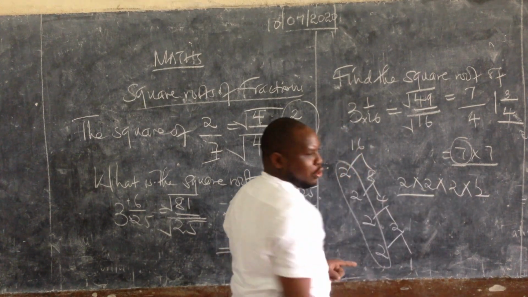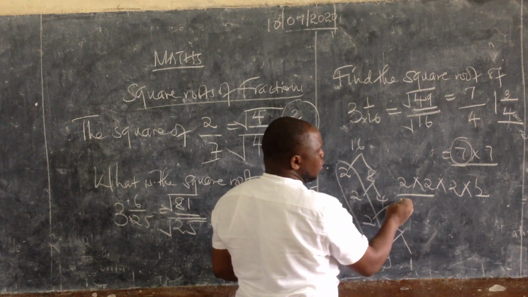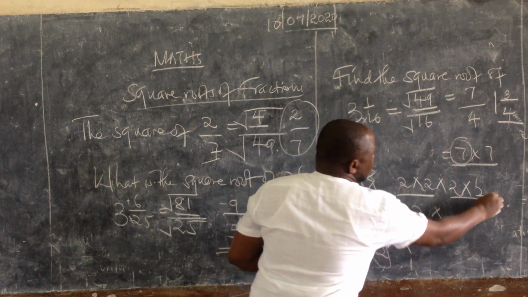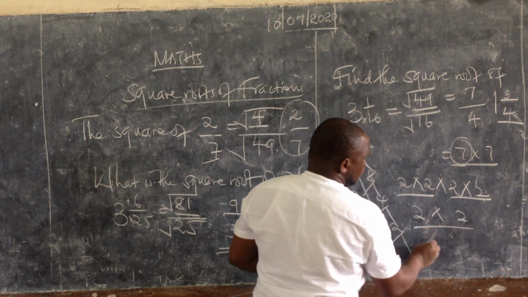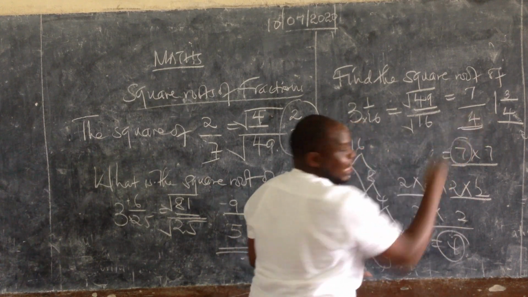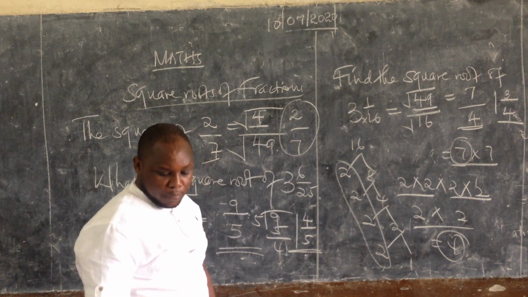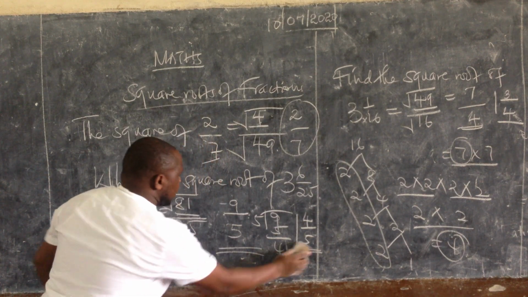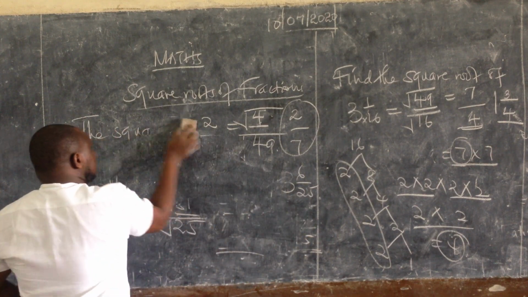So I said in each pair, you group them into 2. You pick one number from each pair. So 2 times 2, it's going to be 4. You are seeing that 4 there now. That's why I'm assuming that you can use the prime factorization to get the square root.